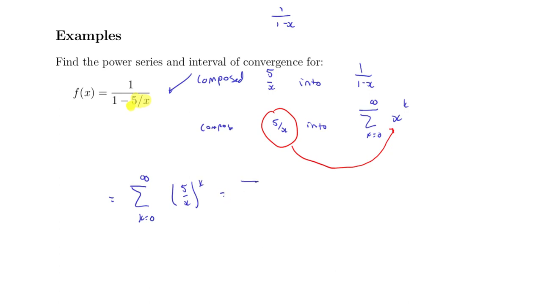Or if you want, you could say, whoops, that's supposed to be 0. There we go. You could say 5 to the k over x to the k. And this is our power series. All right, what's our new interval of convergence?